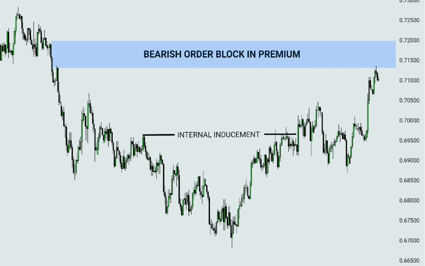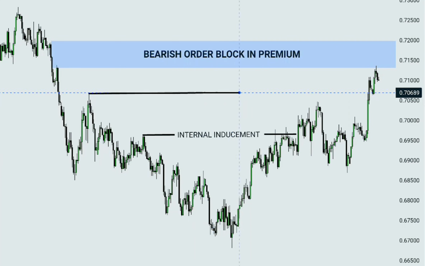Importantly, internal inducement is not a reversal signal. It is a preparation phase that supports the larger narrative. By identifying internal inducement, traders avoid entering too early and instead wait for price to reach higher probability areas. This understanding helps align execution with institutional behavior rather than reacting to short-term noise.